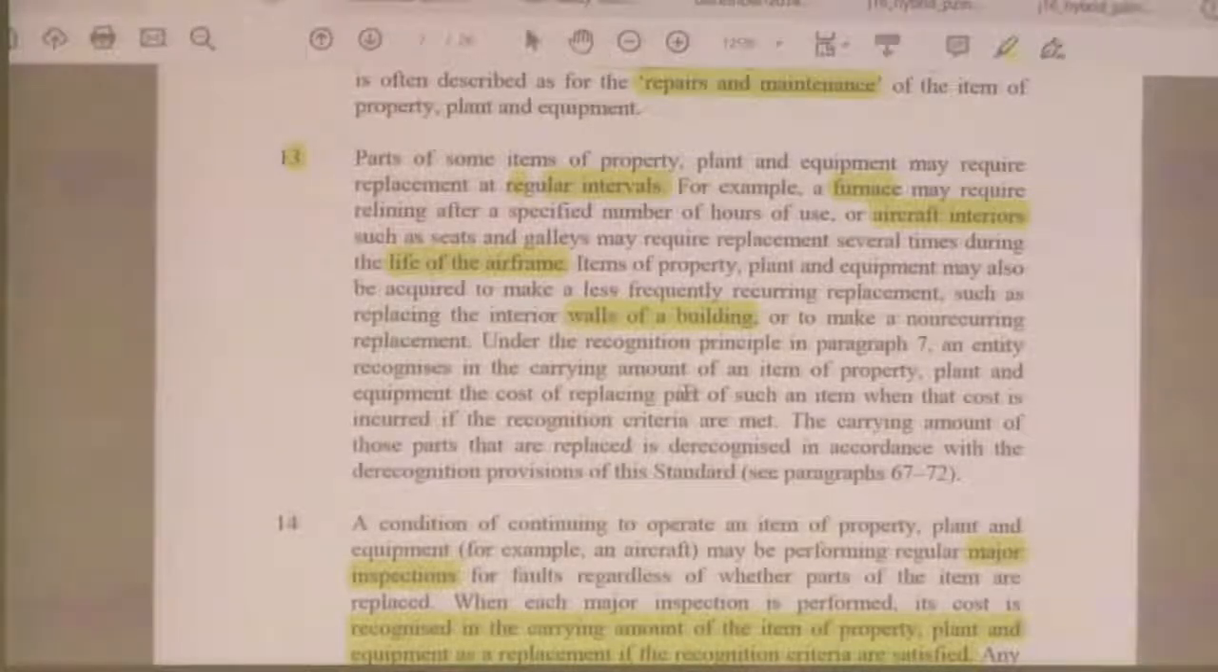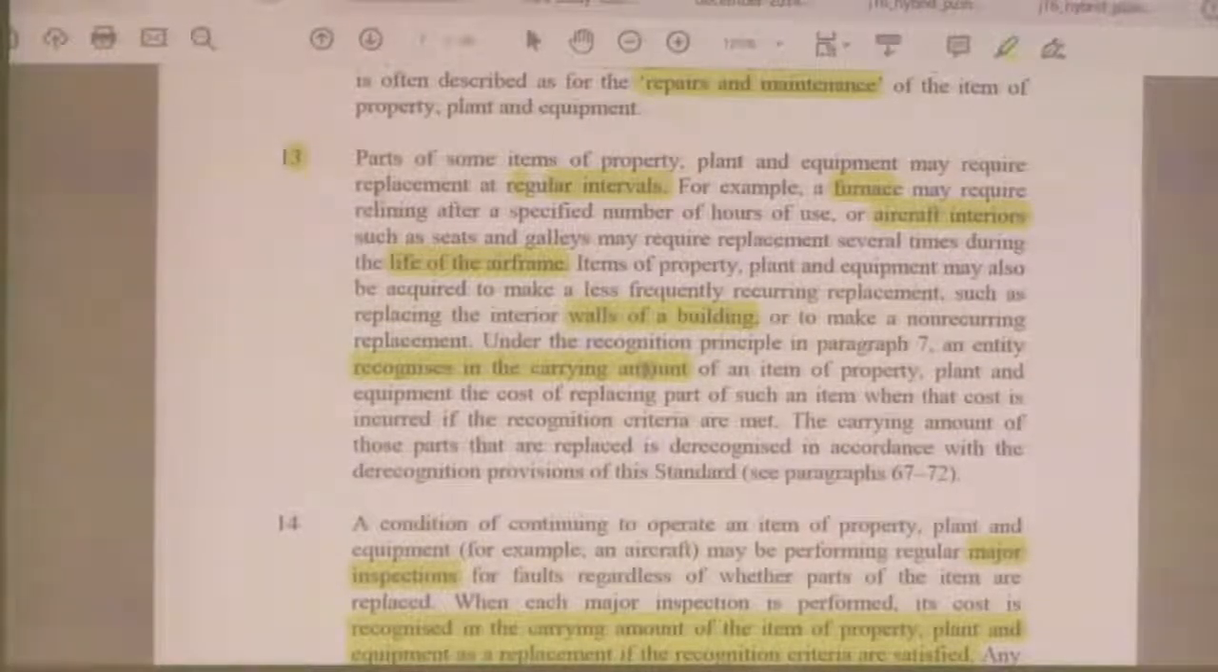Under the recognition principle in paragraph 7, an entity recognizes in the carrying amount of property, plant and equipment the cost of replacing part of such an item when that cost is incurred if the recognition criteria are met. Underline this kind of wording: under the recognition criteria, an entity recognizes in the carrying amount. So then major replacements, right? Major replacement you will record where? In your carrying amount. Paragraph 13 explains major replacement. Paragraph 13 requires you to capitalize it in your asset, right? So here major replacement.